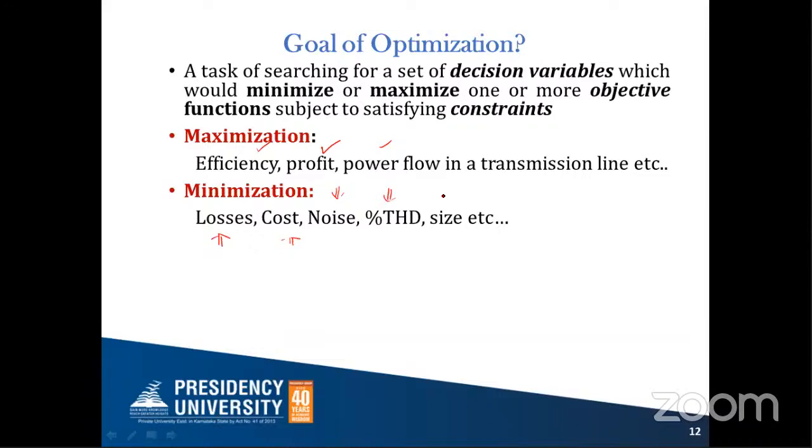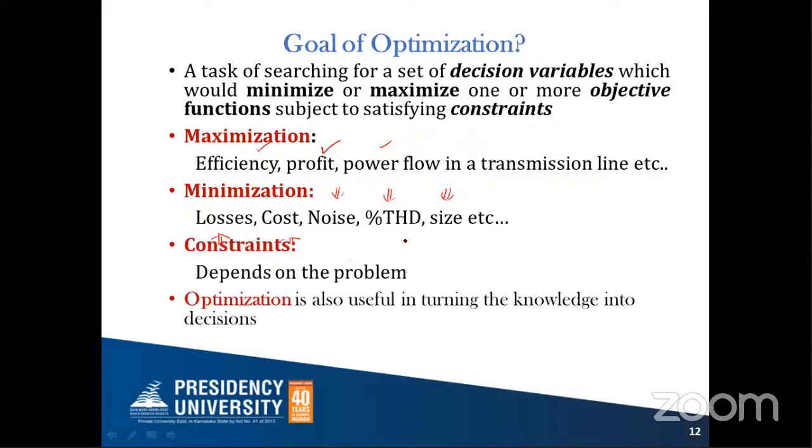Similarly, the size of the device. Let us say your smart mobile phone. Previously, your computers also. Previously, the size of the computer was so huge. Nowadays, we are using laptops, so the size is minimized. So like this, we have several things here. So constraints depend upon the problem, I told you. So optimization is useful in turning the knowledge into decisions.